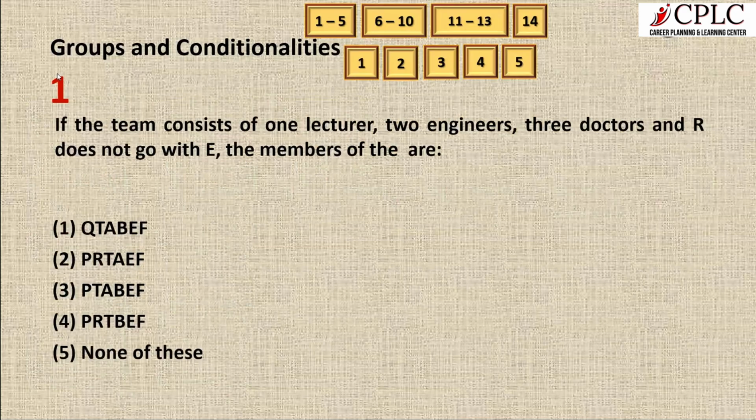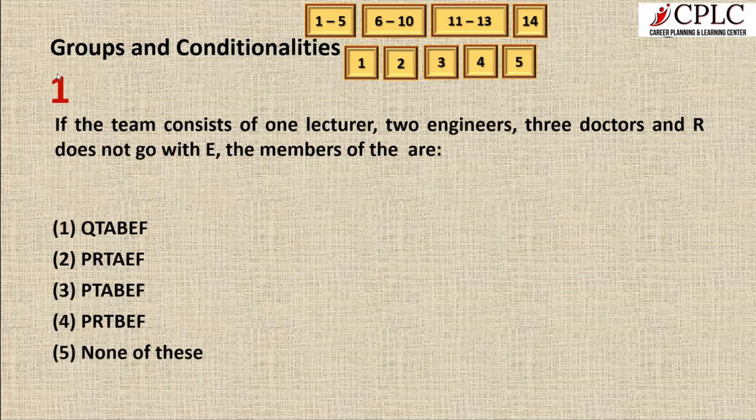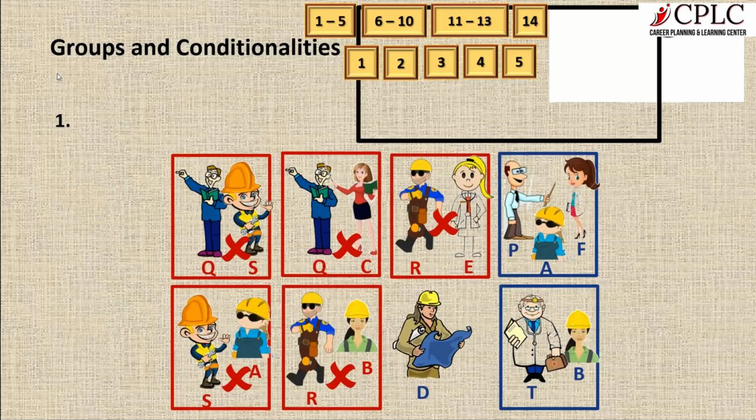First question says, if the team consists of one lecturer, two engineers, three doctors, and R does not go with E, the members of the team are. Now, in this question, we have one more condition that R does not go with E. So we have to move to the conditions which we have plotted. So R cannot go with E. Now, in the question, it is said that we want one lecturer, two engineers, and three doctors. So let's try to find out the team.